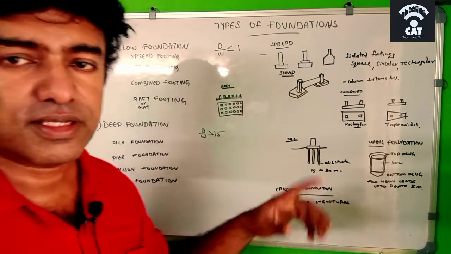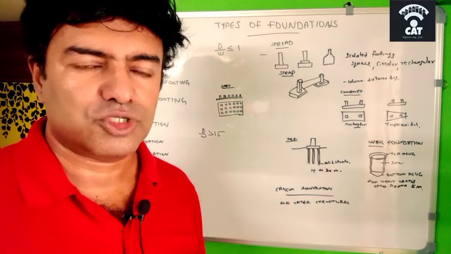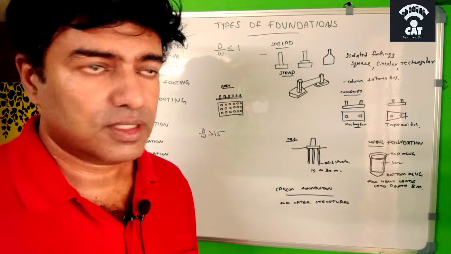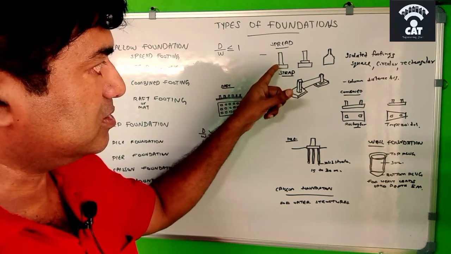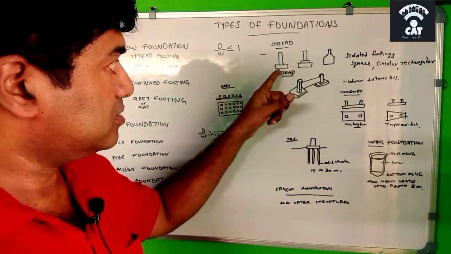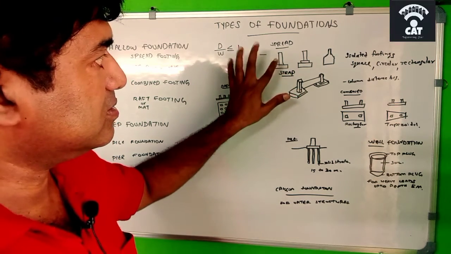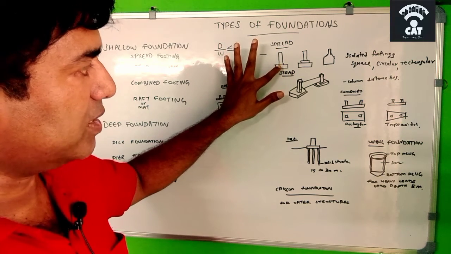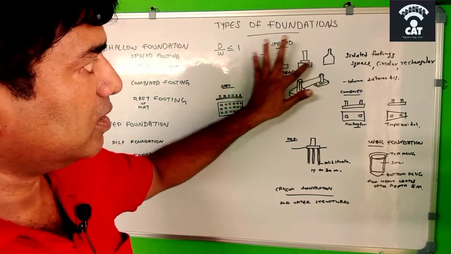Spread footing is what we usually see for an individual house or a small shopping complex, one or two story. You can see this type of foundation. This is a column and this is a base. This is the footing to support this column. This is just a simple column and base. It can be rectangular, circular, or trapezoidal. This one is trapezoidal.